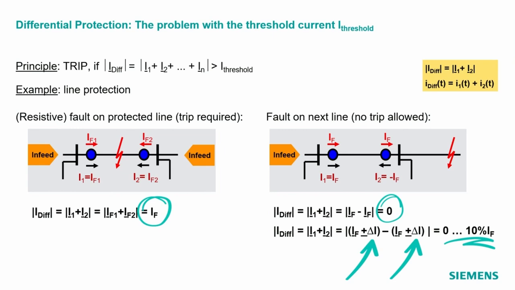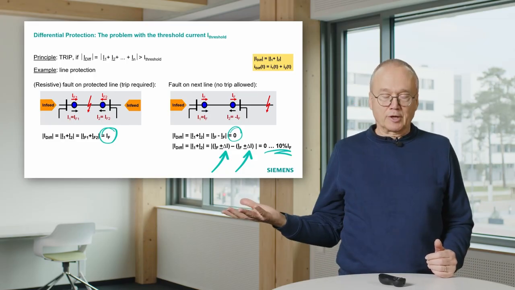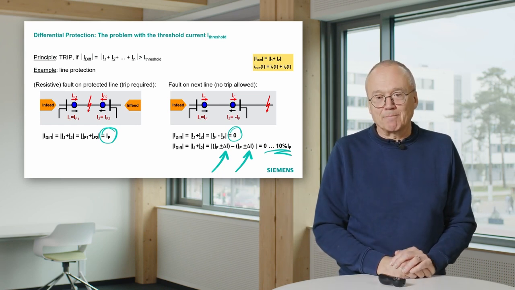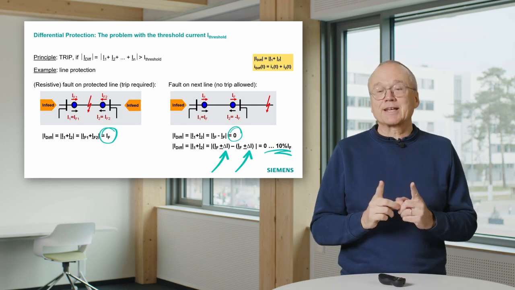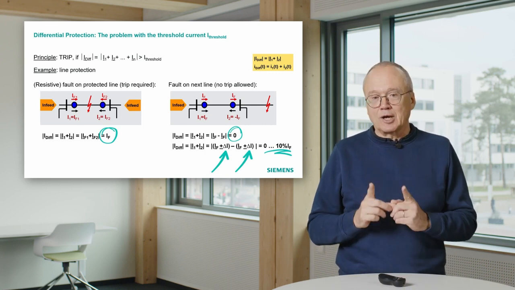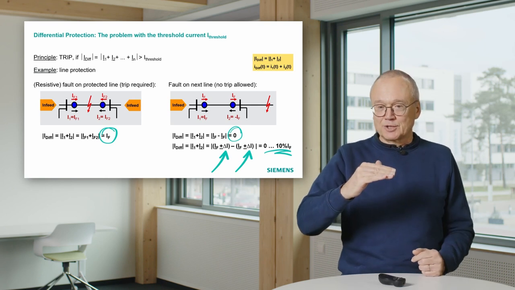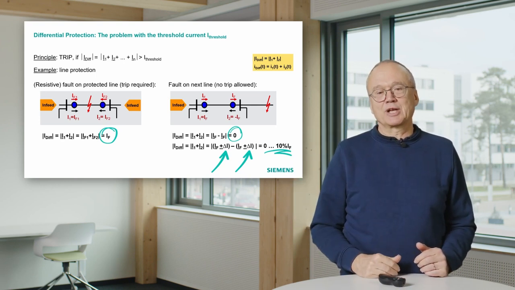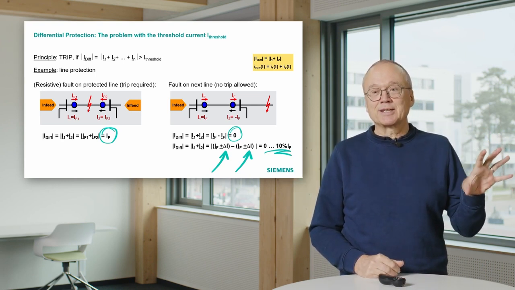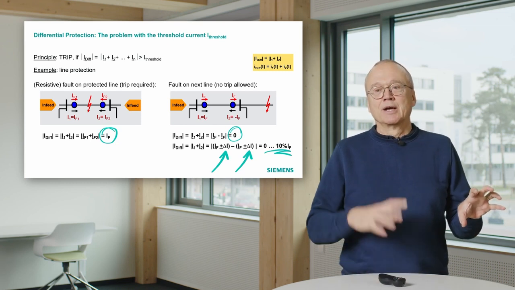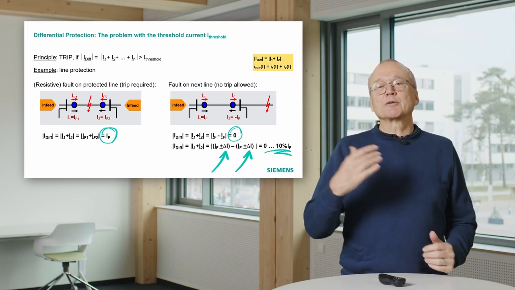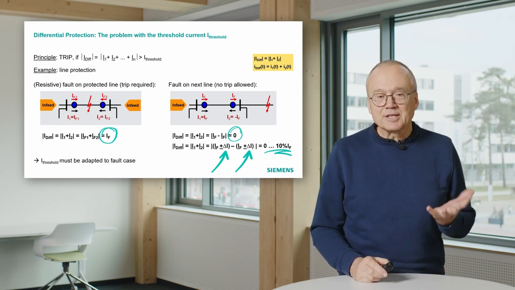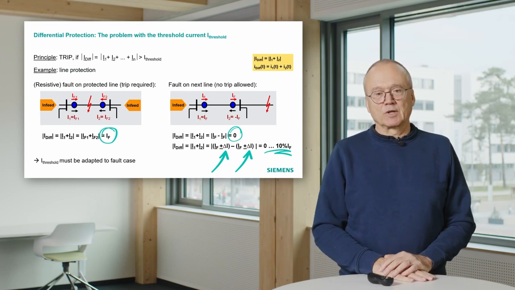And now imagine if we have, for instance, a fault current of 10 kiloamps flowing through the cable, and 10% of 10 kiloamps would be 1000 amps. That means we would, in this case, see a differential current of 1000 amps. That means our threshold value we use for the differential principle must be higher than 1000 amps. That means on the left case we said it must be lower than 300 amps, and on the right side we say it must be higher than 1000 amps, and the result of that is this threshold value must be adapted to the fault case.